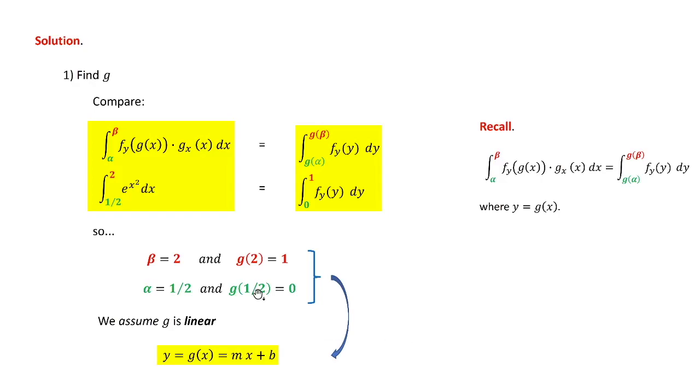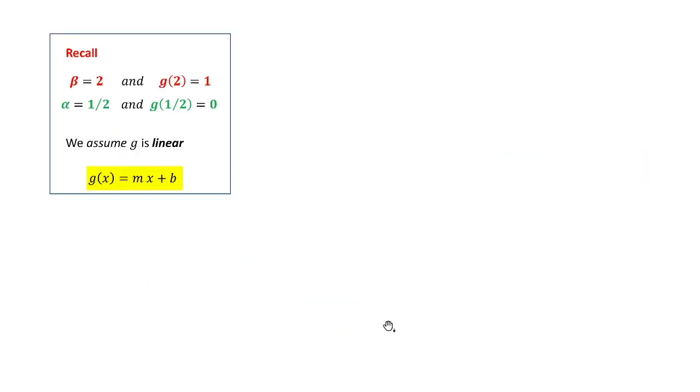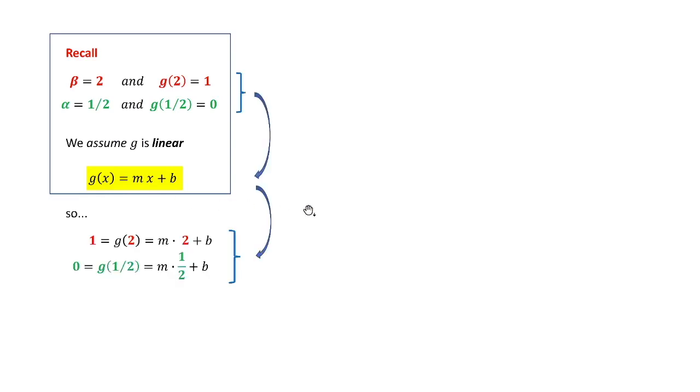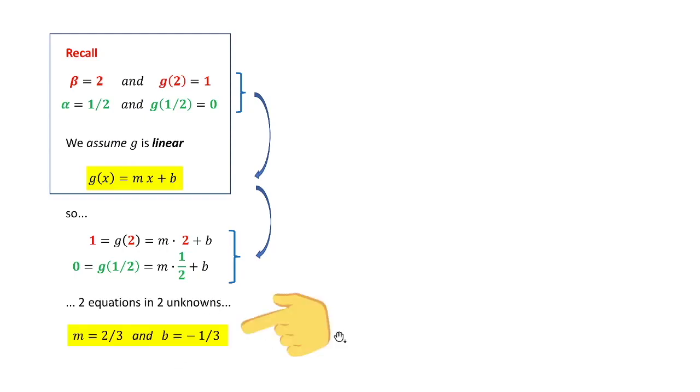Okay, so now I'm going to fit this data into that line so I can calculate the slope and the y-intercept. Again, here's my data. You could plot it, it's just 2 points. Here's my line, and let's just fit it in, right? g of 2 is 1, I plug that in there. g of 1/2 is 0. It's just 2 equations and 2 unknowns, so I can easily solve it for the slope and the y-intercept.